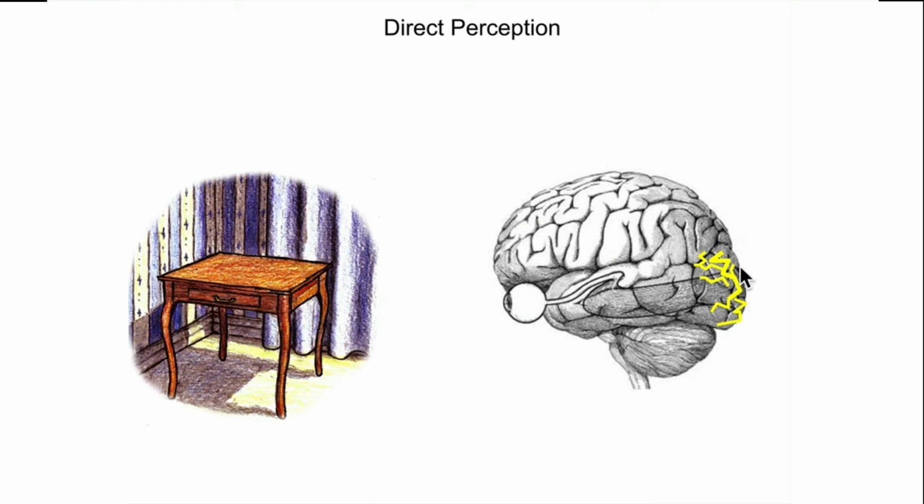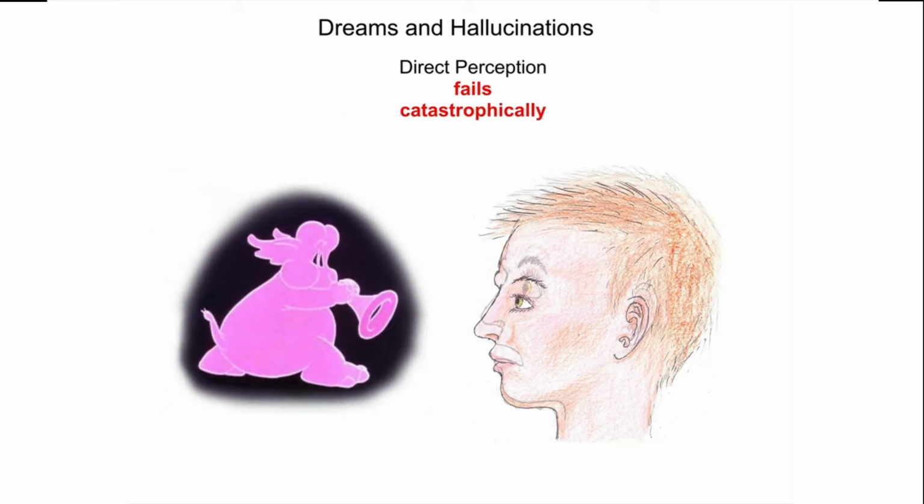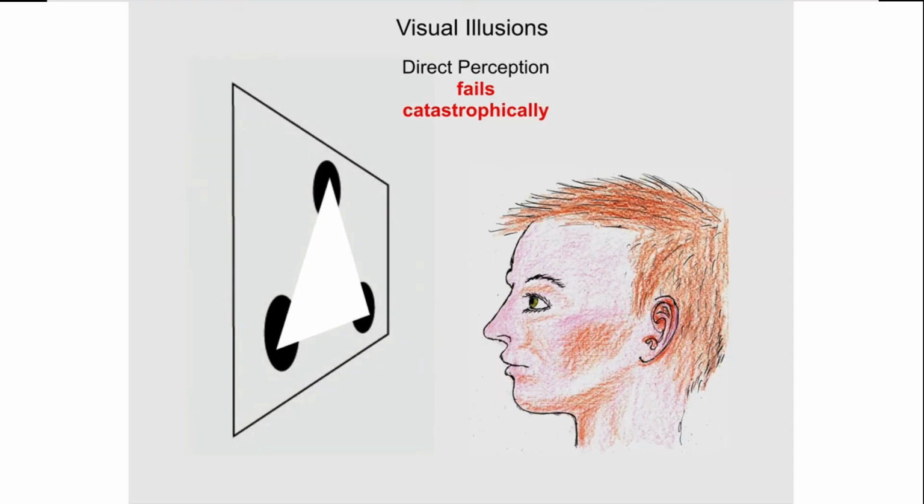The problem is that the vivid spatial structure that we see in experience appears at both ends of the causal chain, both as the source and as the final result of visual processing. Direct perception fails catastrophically in the case of dreams and visual hallucinations, where there is no objectively real object as the object of perception. It also fails catastrophically in the face of visual illusion, where illusory objects are perceived where there is none in the stimulus.